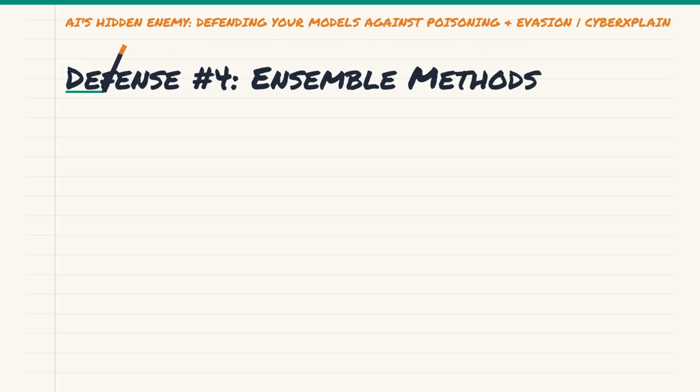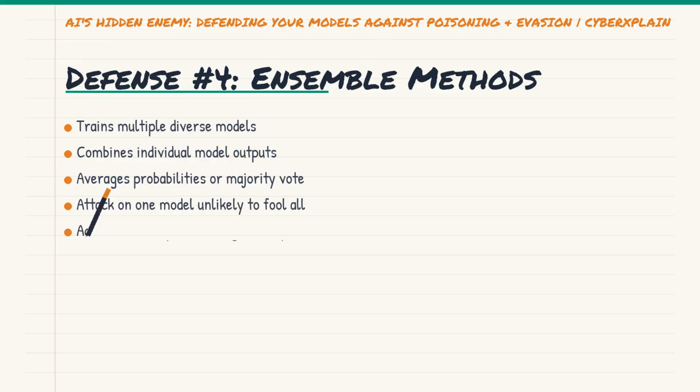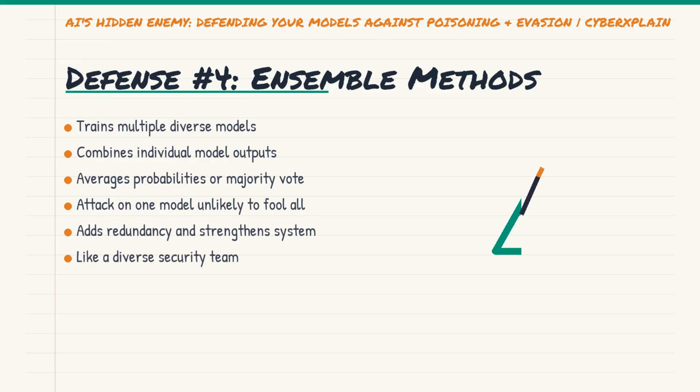Next up are ensemble methods, basically, the wisdom of the crowd applied to AI. Instead of relying on a single model, we train multiple, diverse models to perform the same task.